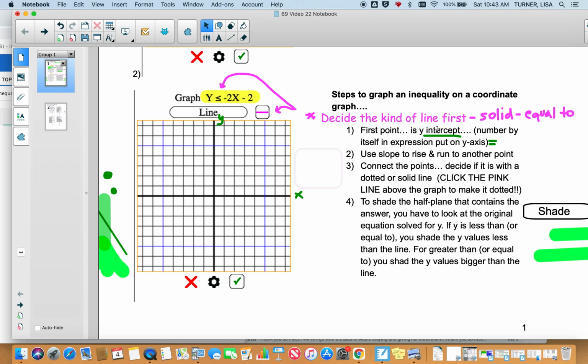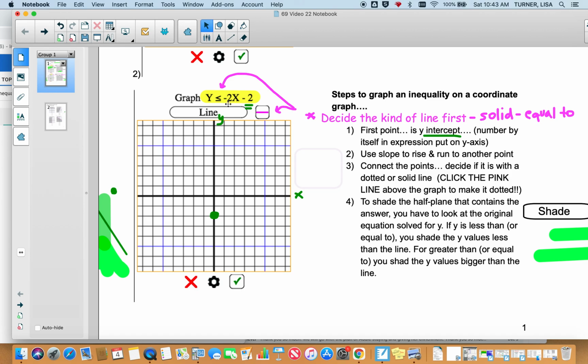Our first point is always the y-intercept. And so I'm going to put a little line under here. Now this is a -2. Y-intercept, so I go on my y-axis. I even labeled mine x and y here, and I'm putting a point clearly at -2.